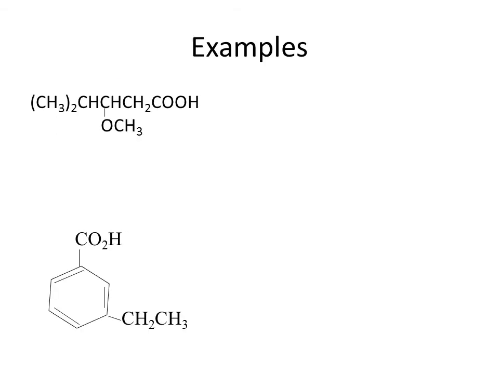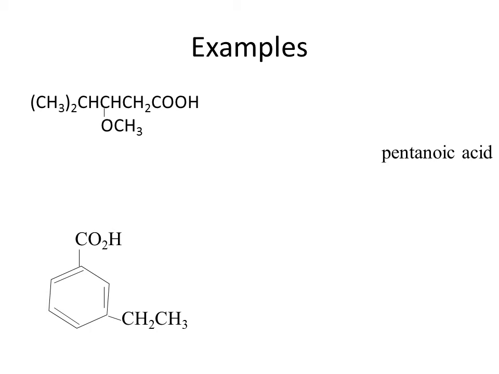If you look at these 2 compounds, we can name them. We find the longest chain in the top one, and you can see there are 1, 2, 3, 4, 5 carbons. So that's pentanoic acid. Notice the number 1 carbon is the carbon of the carboxylic acid group, the COOH, and then 2 is the CH2, 3 is the CH, 4 is the CH, and then one of the methyl groups is the 5th carbon.